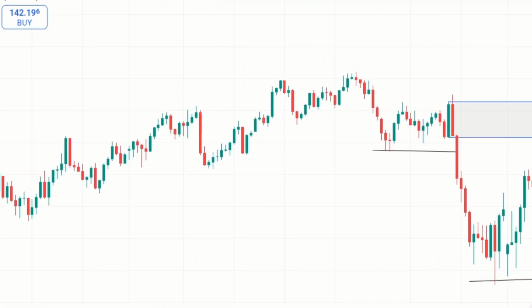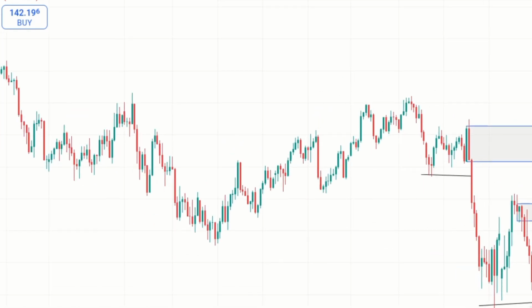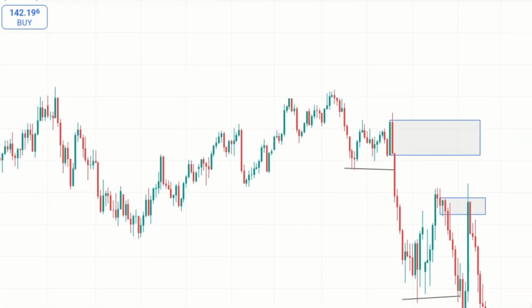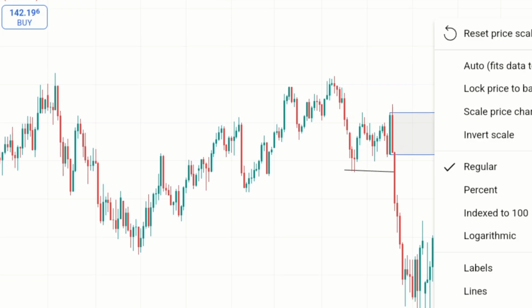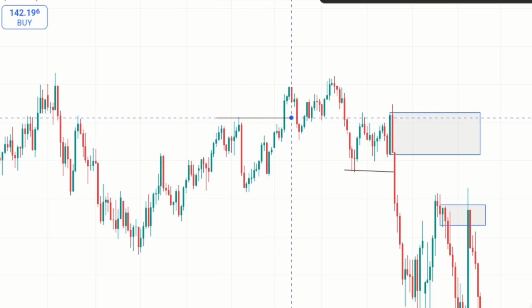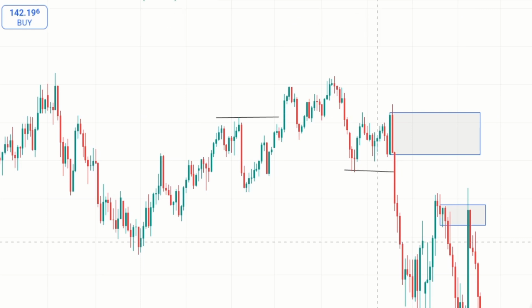Now let's see another example. These examples always work when you combine them with a market structure shift, guys. There was this break of market structure right here. And what led to this break of market structure?